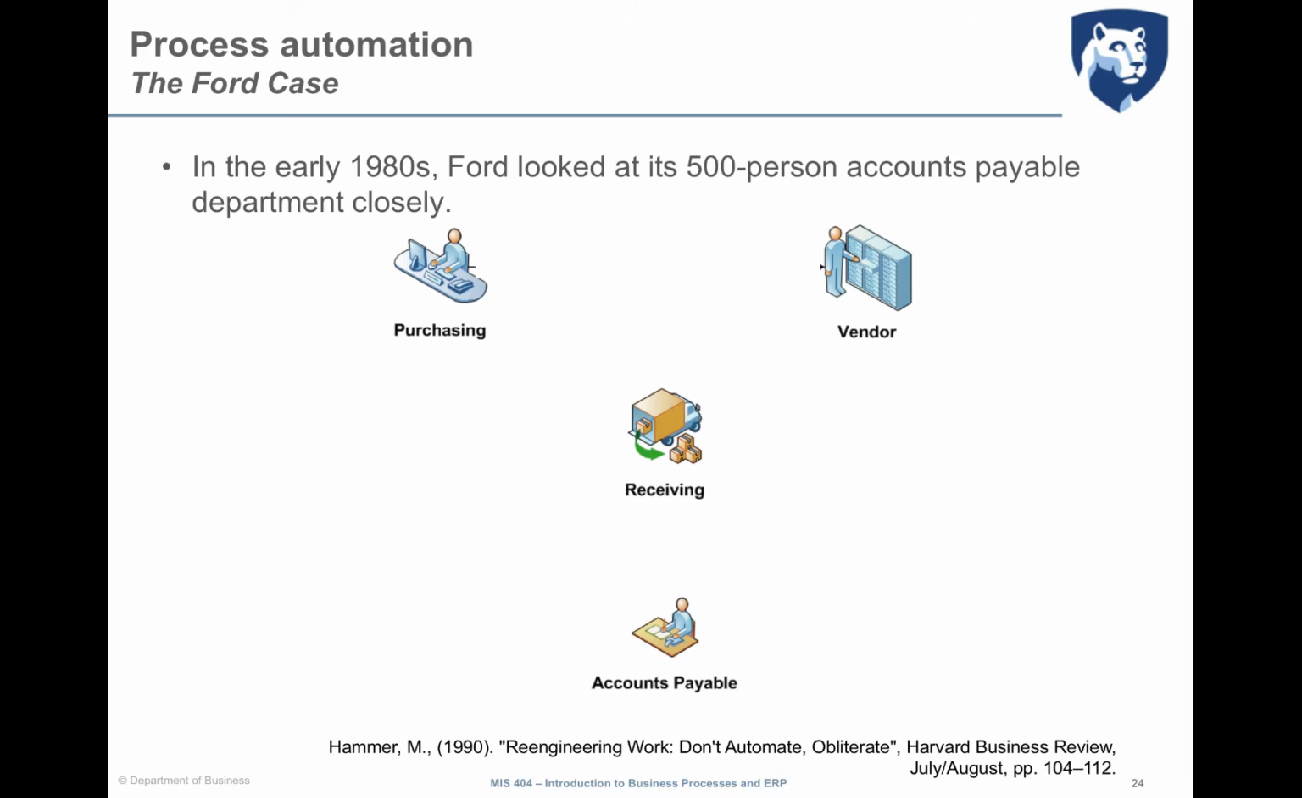To do that, let's start with a famous case. In the 80s, the accounting department of a famous organization, Ford, was composed of 500 people, all focused on managing accounts payable coming from all the potential Ford vendors.